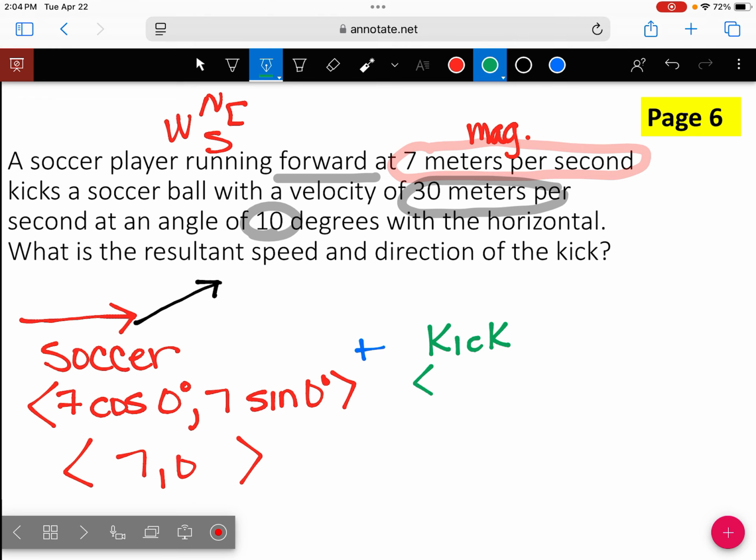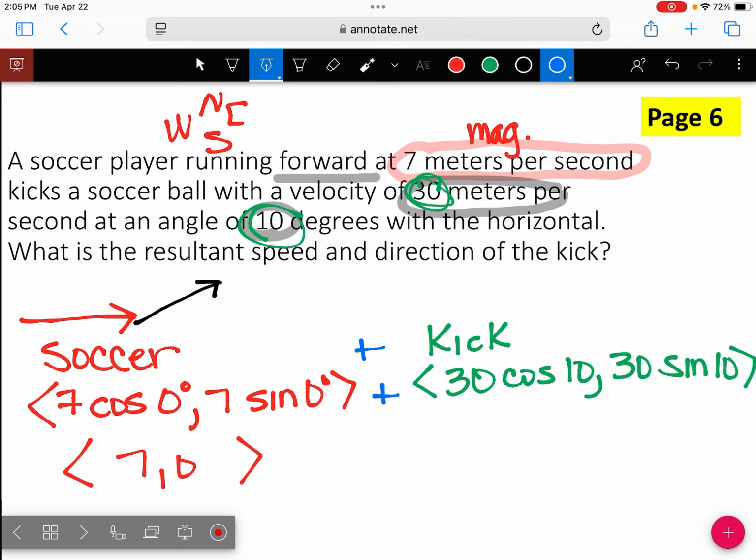So his kick, they told us the angle and the magnitude. So we're going to take 30 cosine 10 and 30 sine 10. Go ahead and see what you get, to the thousandths place. You can check my numbers because I did this last year, so it doesn't mean it's right.